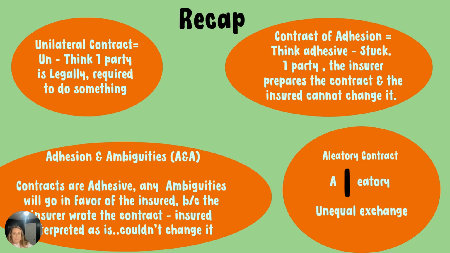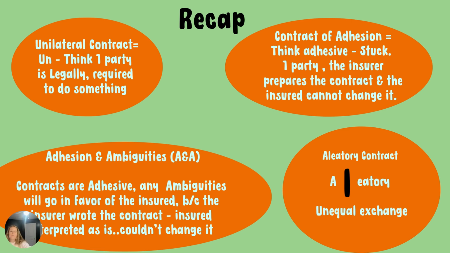So, a quick recap on what we covered. We talked about unilateral contract, contract of adhesion, aleatory contract, and the ambiguities in a contract of adhesion. For unilateral contract, you want to think about un, or uno, think one party, that one party being legally responsible or required to do something. That's always going to go hand in hand with unilateral.